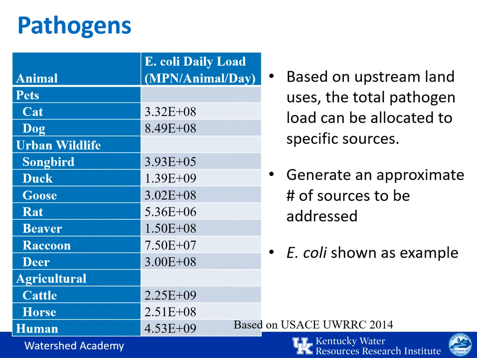This will give you an approximation of how many BMPs need to be put on the ground to address these various sources. This example shows pathogens, but there are rates for a lot of different contaminants in the scientific literature. And in your process of developing the load and allocation, you'll need to look into these literature rates in order to determine what's to be done.